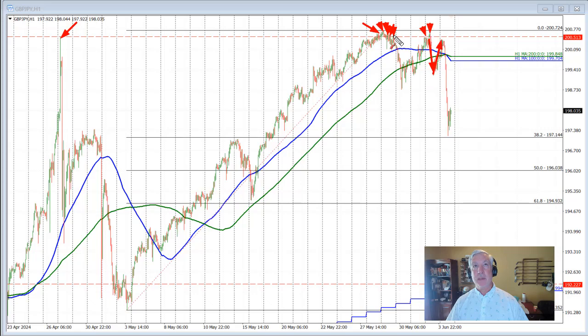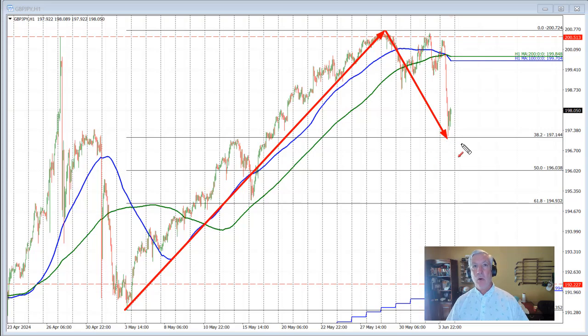The corrective move to the upside here came up short of that level right here. We started rotation to the downside in trade today. That move to the downside took the price back below the converged 100 and 200 hour moving averages right here, and rotated all the way down to the 38.2% retracement of the last move higher from the May low to the May high. That 38.2 came in at 197.14, and we are seeing a bounce back off of that level.